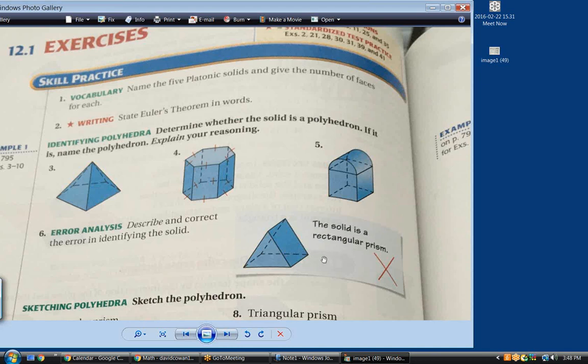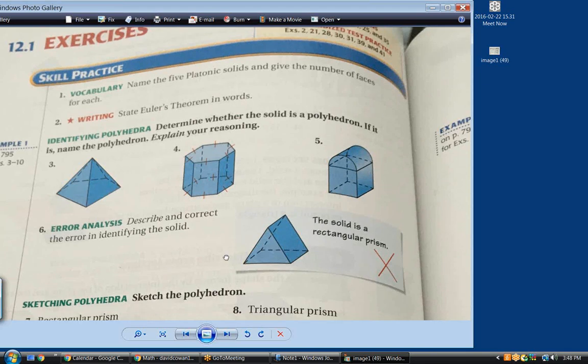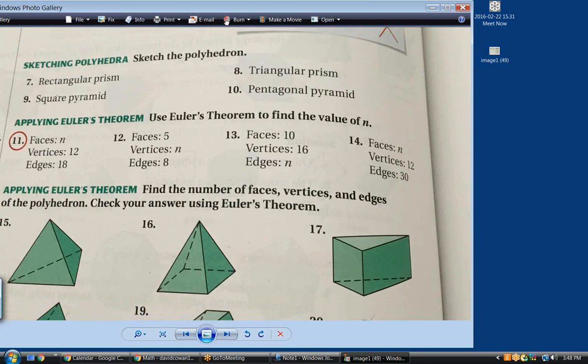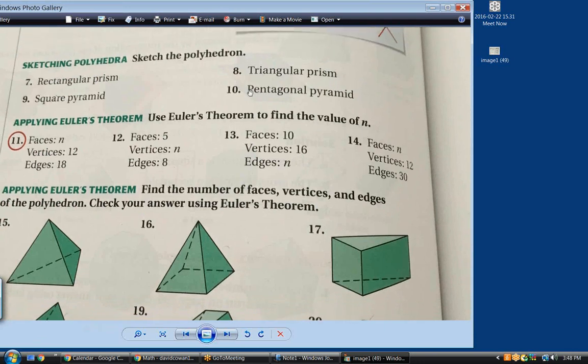All right, and number 6, why is that not a rectangular prism? Because the 2 bases are triangles, not rectangles. Okay, you know how to draw a rectangular prism? Mm-hmm. It's what I call a brick. A triangular prism?